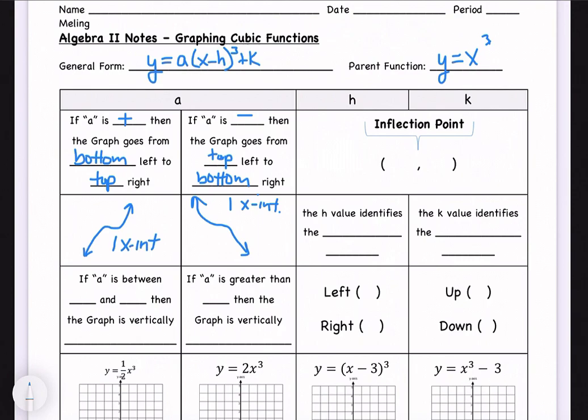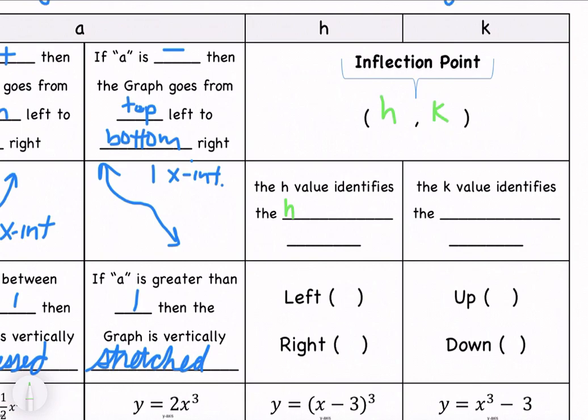If a is between 0 and 1, we say it is vertically compressed. And if a is greater than 1, we say it is vertically stretched. Our inflection point is (h, k), which goes along with what our vertex was, or what our endpoint was for other graphs. The h value identifies the horizontal shift, and the k value identifies the vertical shift.